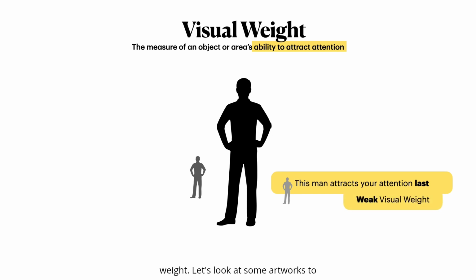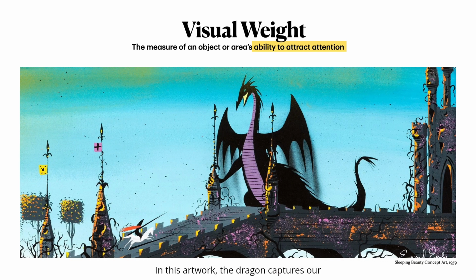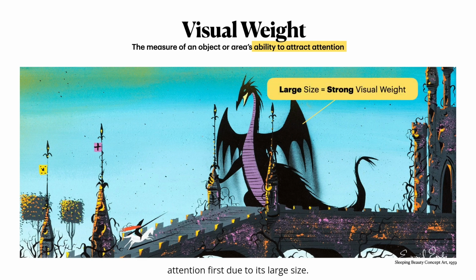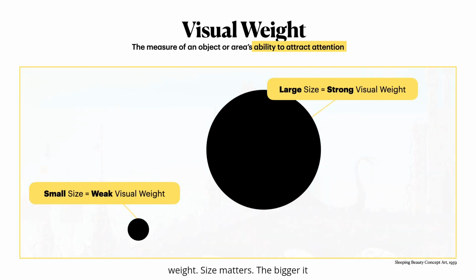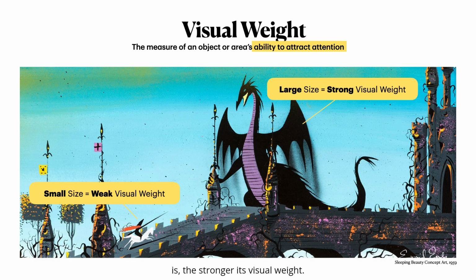Let's look at some artworks to see how we can make visual weight stronger or weaker to tell great visual stories. In this artwork, the dragon captures our attention first due to its large size. It has a strong visual weight. The knight on a horse is much smaller, so we might even miss it. Hence, it has a weak visual weight. Size matters. The bigger it is, the stronger its visual weight.